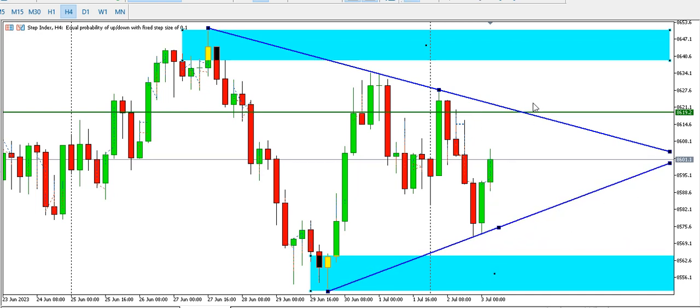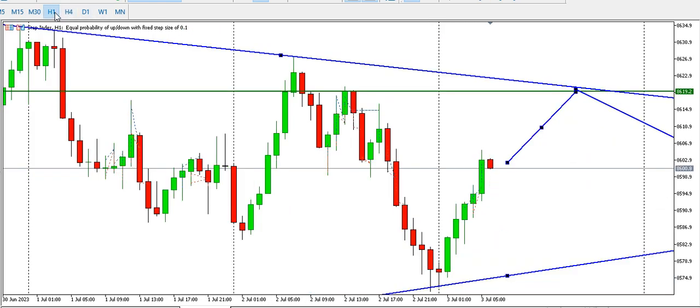So we might expect price to range between these levels, but for now it's going up, and I see price getting to the 8619 level. As price continues to go up, it might likely get to the 8619 level. We might see price get to this particular side, drop back, and go up again until we have a range breakout.